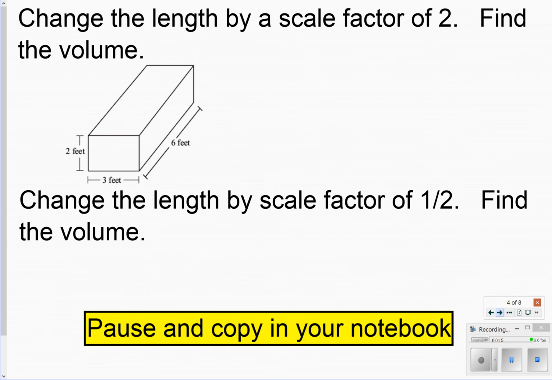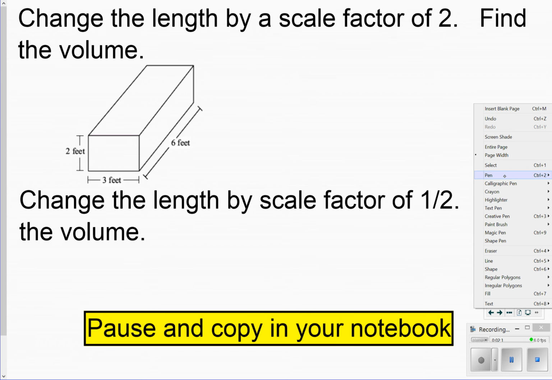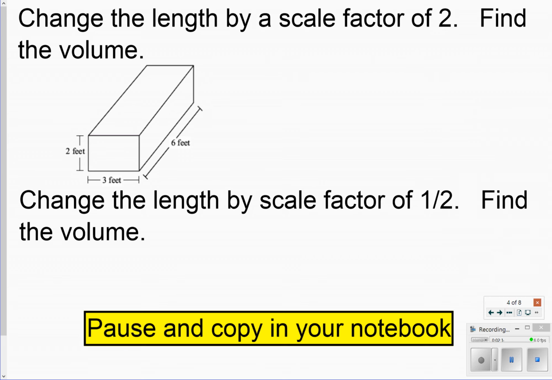Okay, well, let's do some practicing. Let's look. If this were our rectangular prism and we wanted to change the length by a scale factor of 2, what does that mean we're going to do? How is the volume going to be affected when we do that? Well, let's look this over.